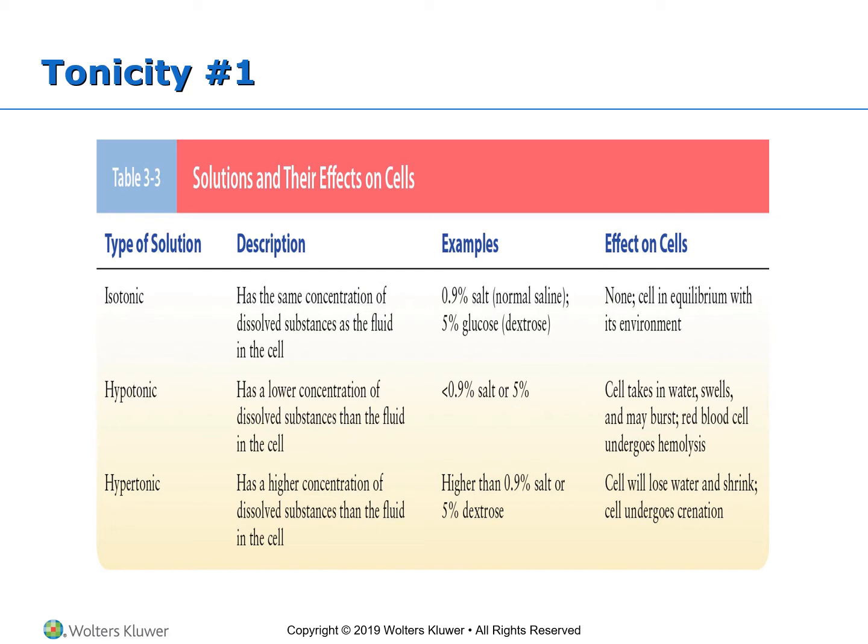For a hypertonic solution that has higher concentration of the dissolved substances than the fluid in the cell, that will be a concentration that is over 0.9% salt or over 5% of dextrose. The cell will dehydrate, will lose the water, and will shrink. And the cell will undergo what is called crenation.